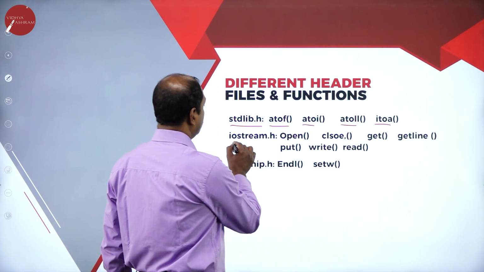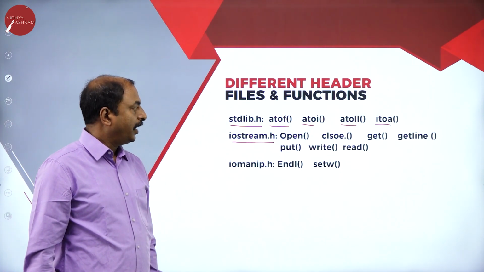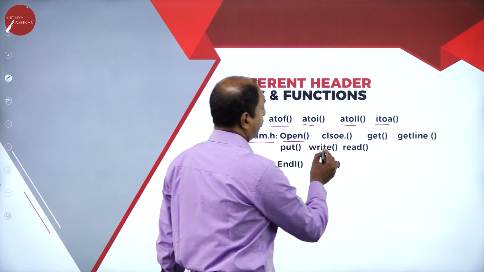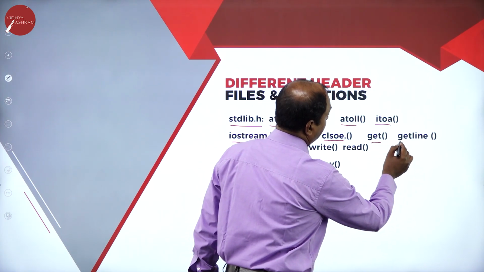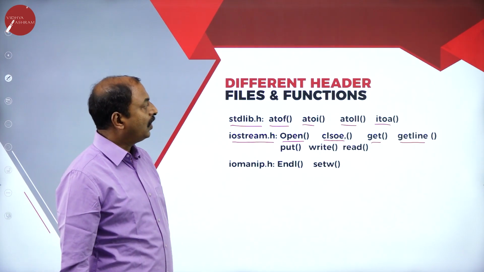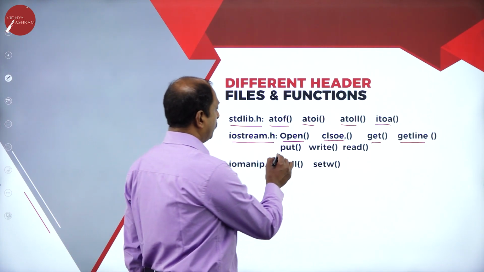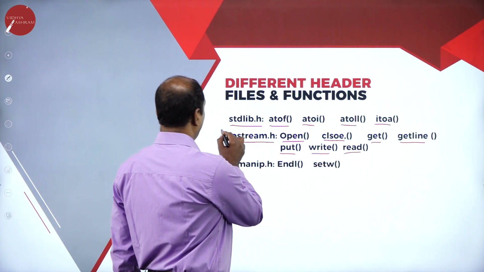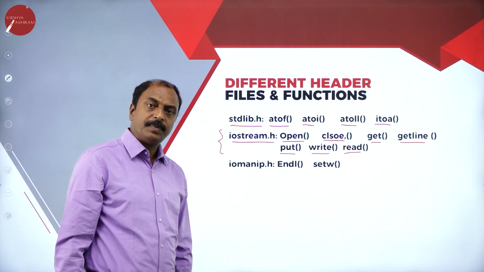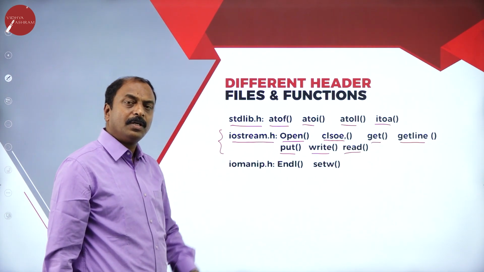And here iostream.h. This is the input output stream header for input and output operations. Here open and close are functions, and getline. Here getline is a string function we use to accept a string or text, an entire line of text from a particular file. And put, write, read. All these are file related functions, so it is nothing but file handling in C++. These are the functions that come under the header file iostream.h.